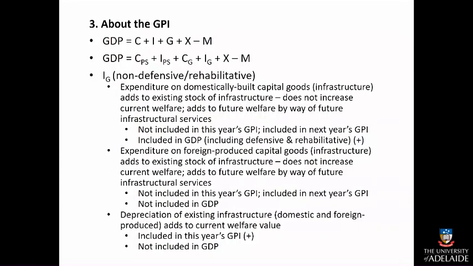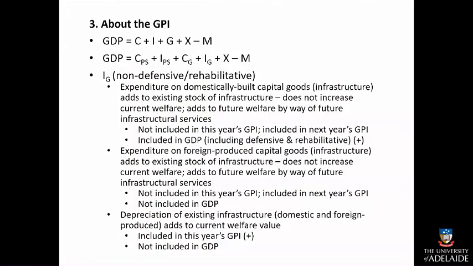Okay, so then there's government investment. Again, in terms of the GPI, only non-defensive, non-rehabilitative forms of investment are counted. So let's consider expenditure on domestically built capital goods. We'll call that infrastructure. Adds to the existing stock of infrastructure. It's a bit like consumer durables. Does not increase current welfare. So, is there something being built on the Adelaide Uni campus at present? That's not adding to the well-being of anyone at present. It won't be until it's finished and then people start using that particular facility.